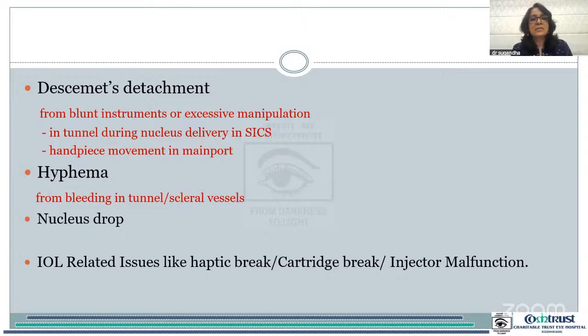In phacoemulsification, there are very characteristic IOL-related issues like a haptic break or a cartridge break or injector malfunction, or the haptic getting caught in the plunger of the injector. It is a pretty panicky situation for a beginner surgeon, but an early handover to a supervising surgeon or a senior would help them to sail through that sort of tricky situation they land up in. And it is usually due to improper loading. So that can be avoided if the loading is done under the microscope by the surgeon themselves, rather than having the assistant do it for you.